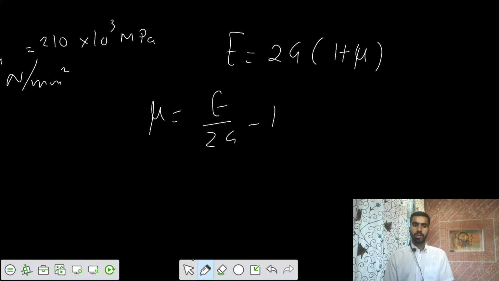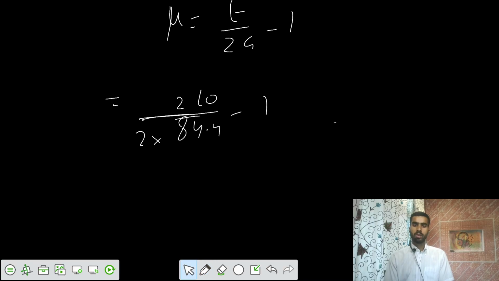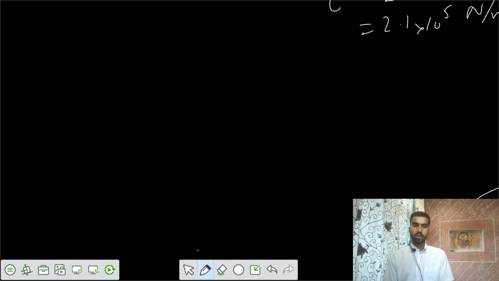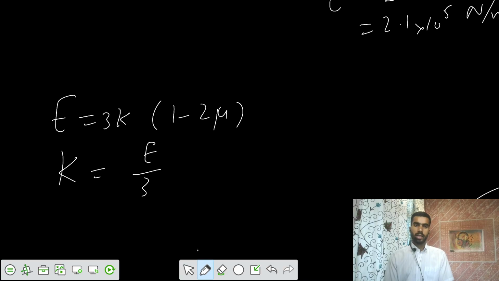So if I use those values, I would say 210 by (2 times 84.4) minus 1. So I can get a value of μ equal to 0.2441. So if I get the value of μ, I have one more equation, E = 3K(1 − 2μ). So I can get a value of K = E/(3(1 − 2μ)).